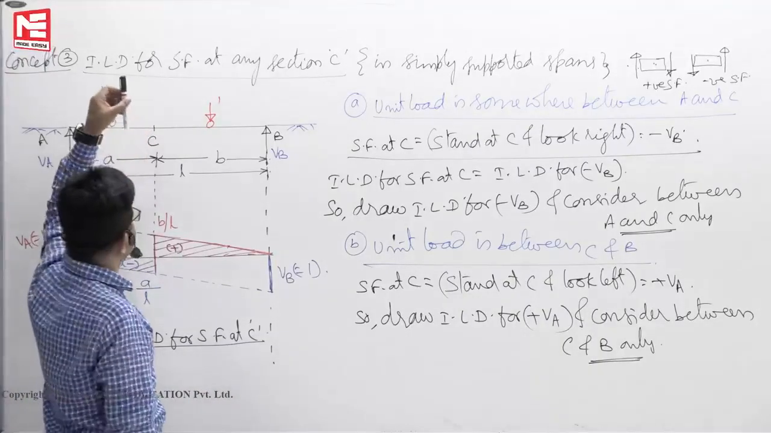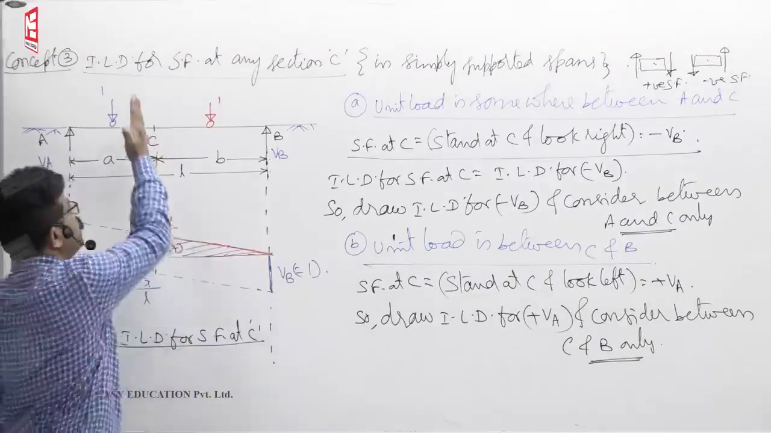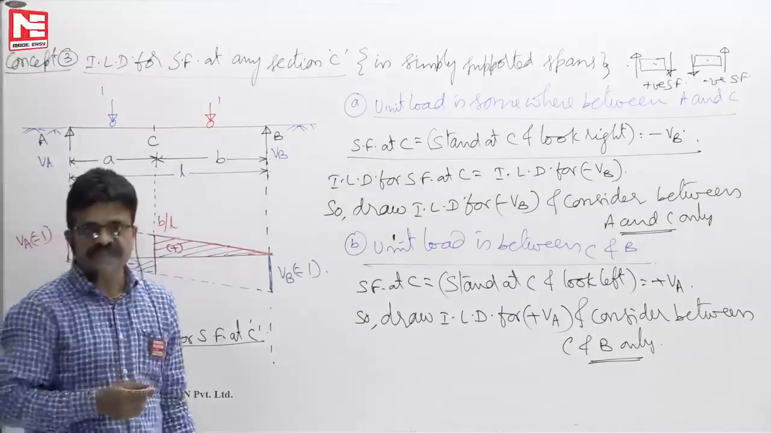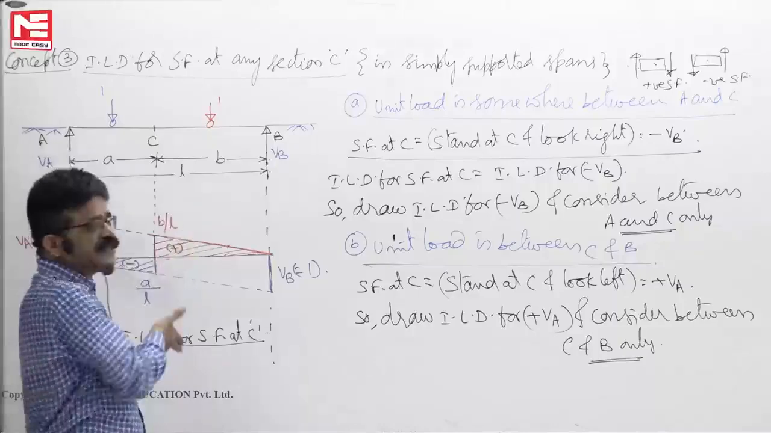What happens when the load is exactly at C? If the load is exactly at C, shall I take B by L or A by L? Not defined. Anything we can take. Why should I take B by L or A by L?